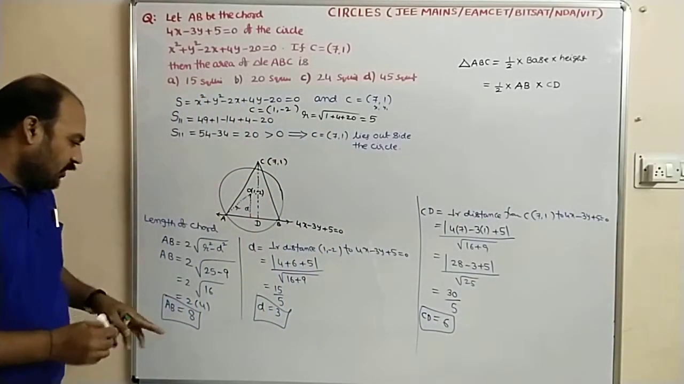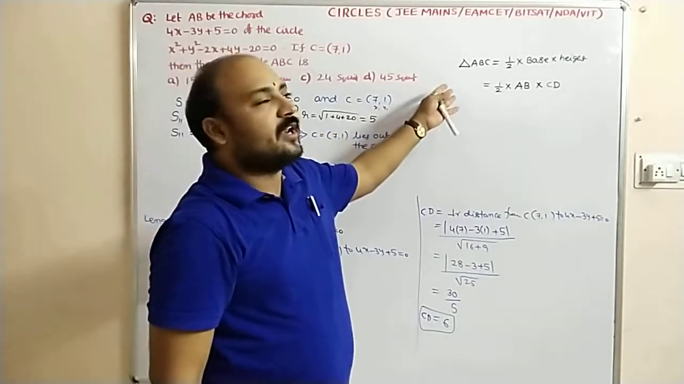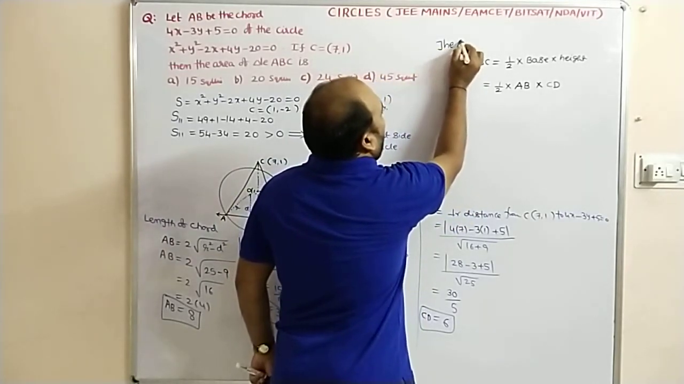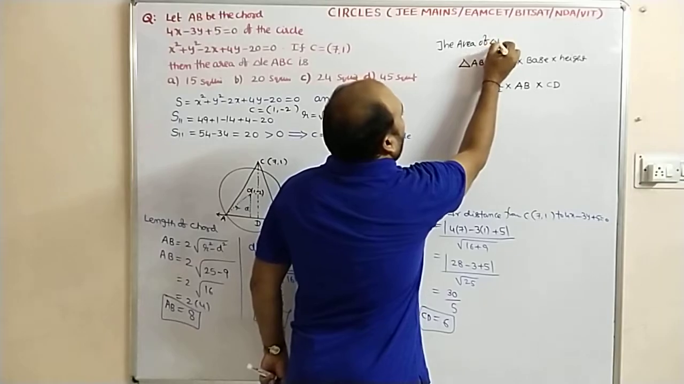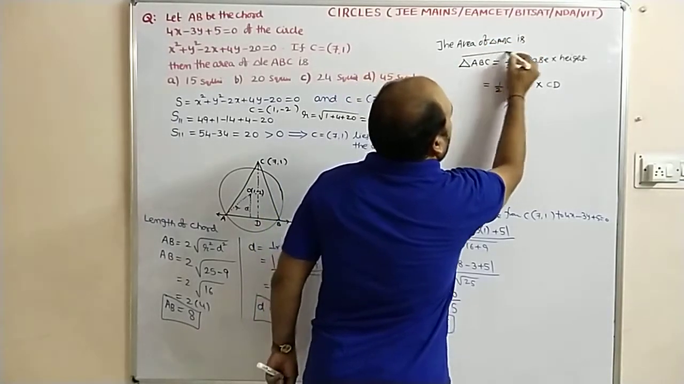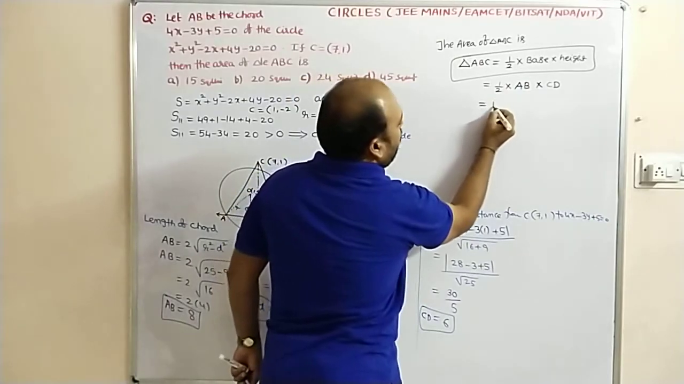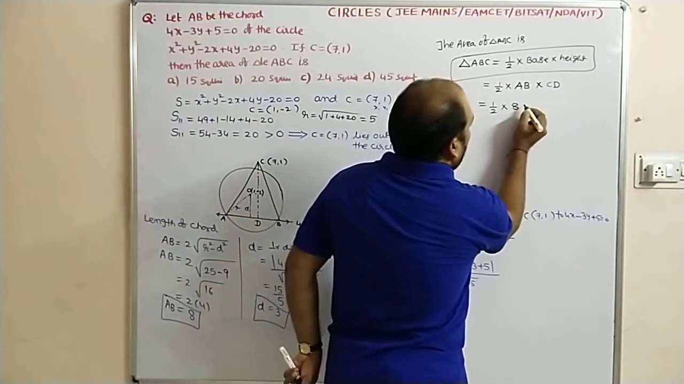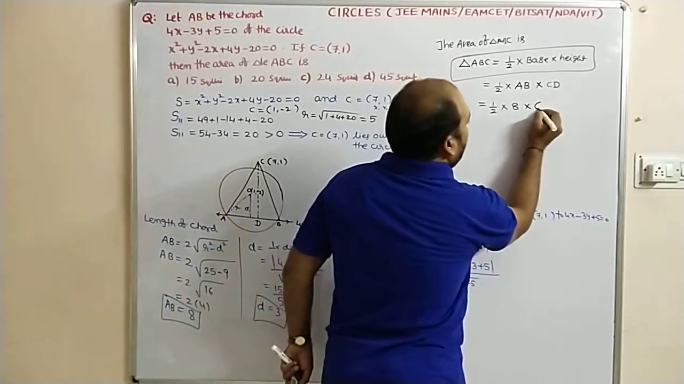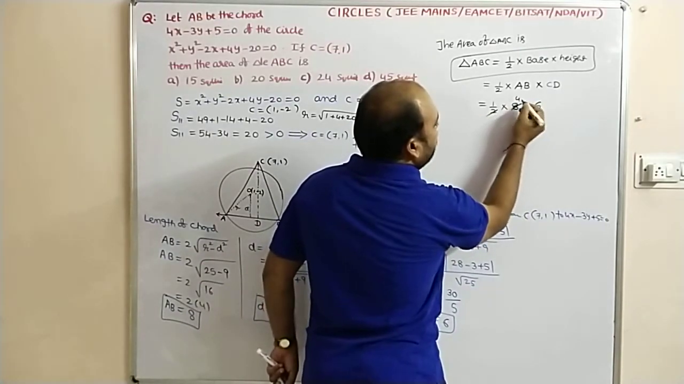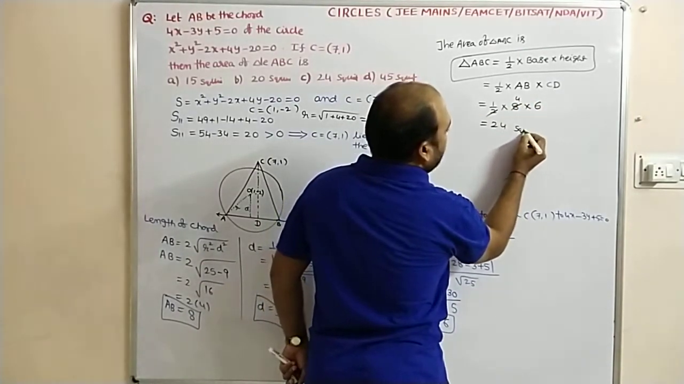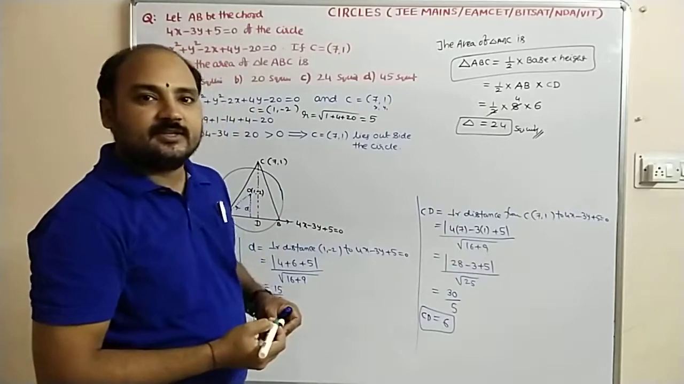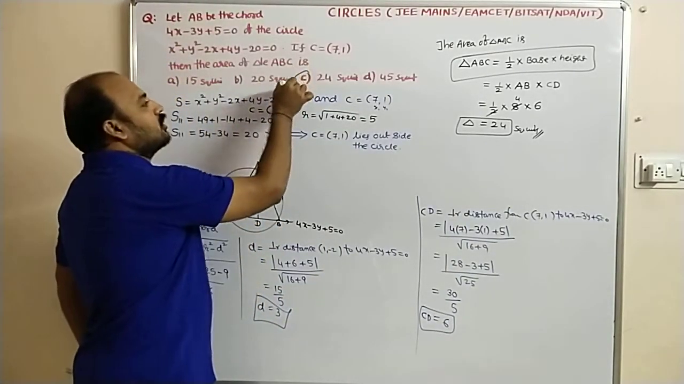After getting the values of AB and CD, substitute in that required area of triangle. So, the area of triangle ABC is equal to half into, in place of AB, we can write 8, into CD value is 6. So 2 ones are 2, 2 fours are 8... 4 sixes are 24, 24 square units. Therefore, the area of triangle ABC is 24 square units, which is there in the third option.